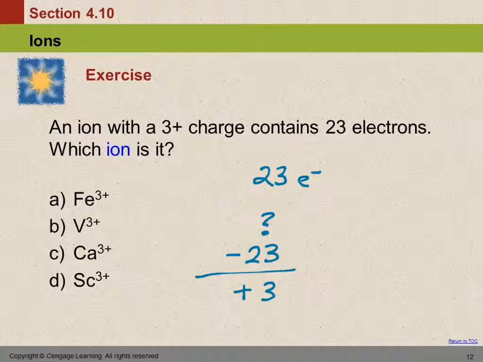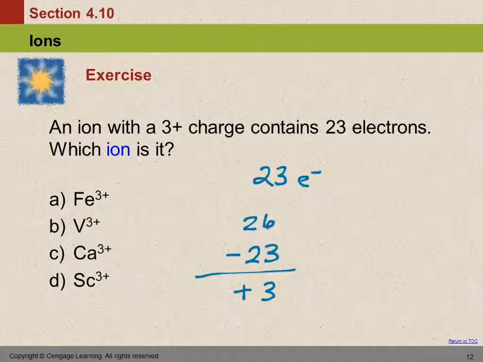So it should be, well, if it's 20, let's try that. 20 minus 23 gives us -3. Okay, so we need it to be 26. 26 minus 23 will give us a +3 charge. Does that make sense?